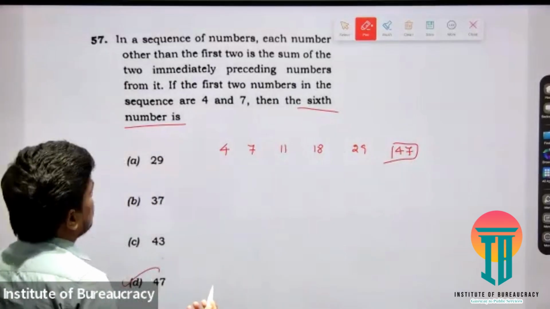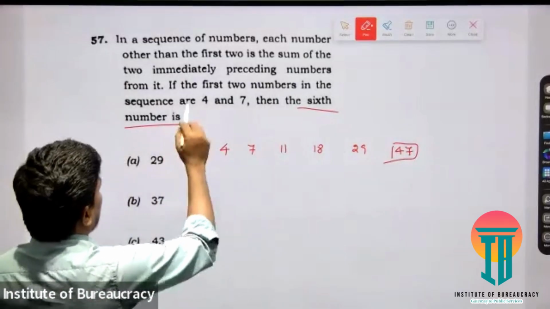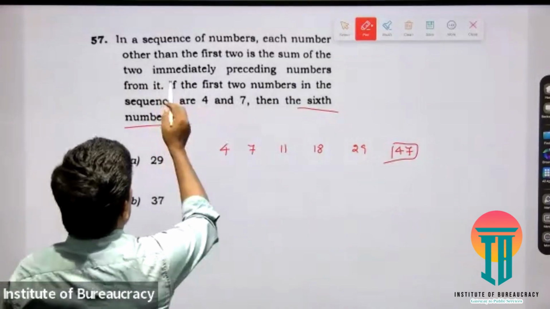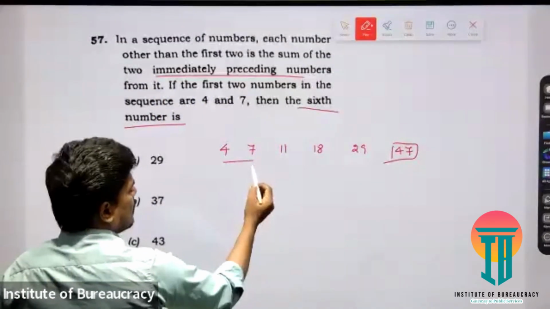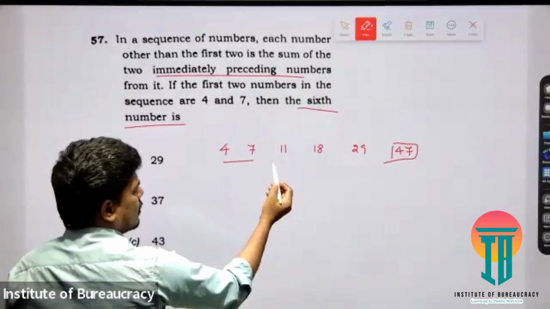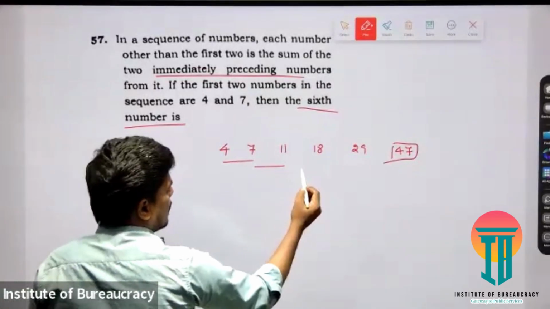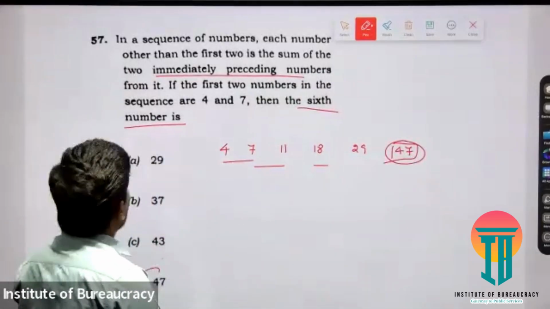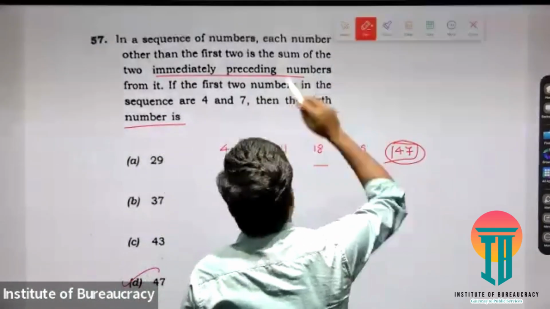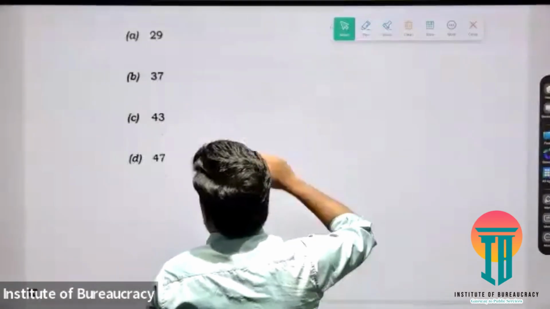Another easy question. Each number other than the first two is the sum of the two immediately preceding numbers. You need to add these two numbers, then you make the third number. You add these two numbers, you make the next number. Like that, if it goes, the sixth place is going to be 47. Option B is the answer. Another easy question. And then the next one.